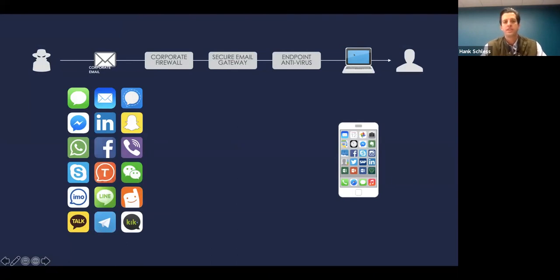This is where the attacker up top would say, okay, I'm going to send an email to john.smith at xyz.com. Hopefully it gets through the corporate firewall, the secure gateway, the endpoint antivirus on the laptop or on the desktop, and then it reaches the exec, and maybe they'll open it, maybe they'll click the link, hope so.